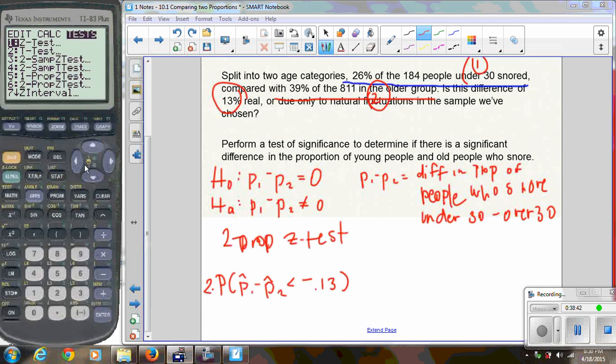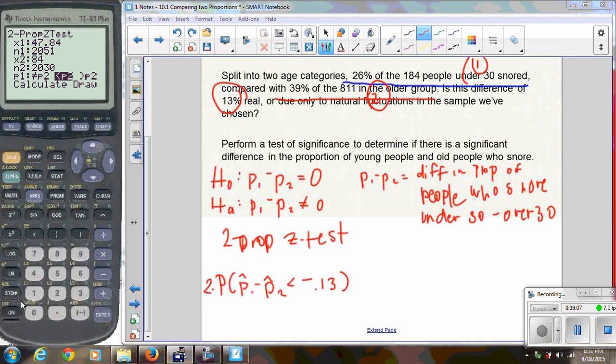So I'm going to go over to stat tests. I'm going to choose my two-proportion z-test. But this is now where you have to be careful, because when you enter in that x1, it's asking for the number of successes. And I don't know the number of successes. I know that it was 26% of 184. So we can actually do the calculation right here. 0.26 times 184. And what you're going to see is you're going to get a decimal there.